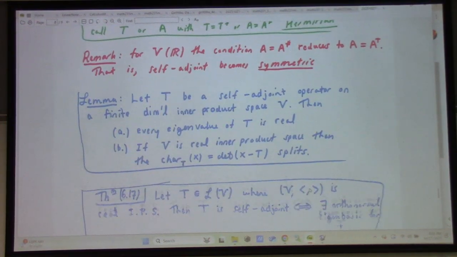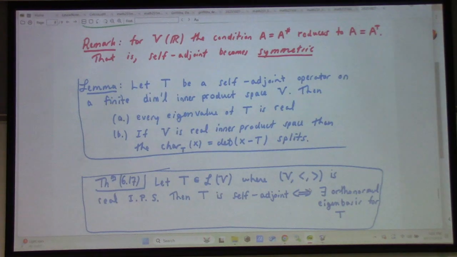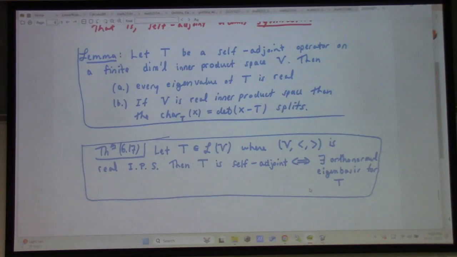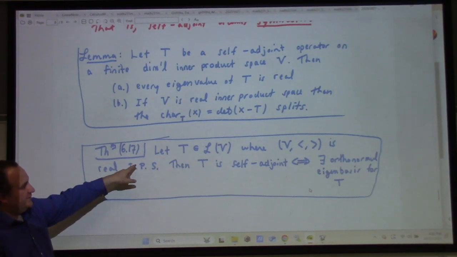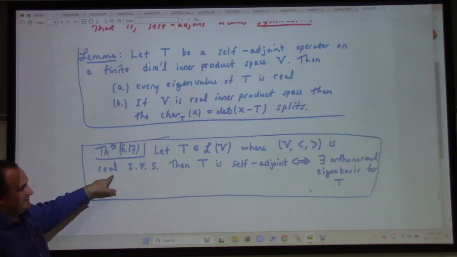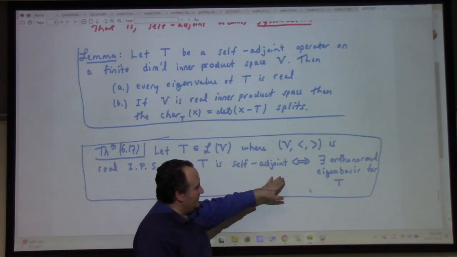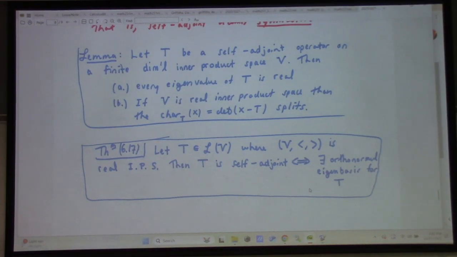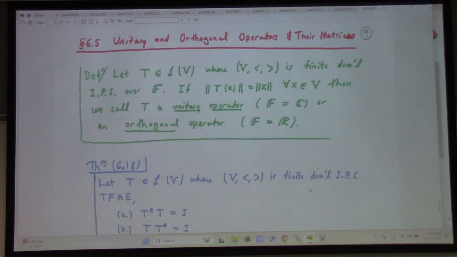Which is just another way of saying you have an eigenbasis. Well, it's not saying that, but this theorem is. We don't really care so much about the lemma as we care about the theorem. The theorem says if we have a linear transformation on a real inner product space, then T is self-adjoint if and only if there exists an orthonormal eigenbasis for T. And that's kind of it. That's the central result here. Self-adjoint if and only if there is an orthonormal eigenbasis.